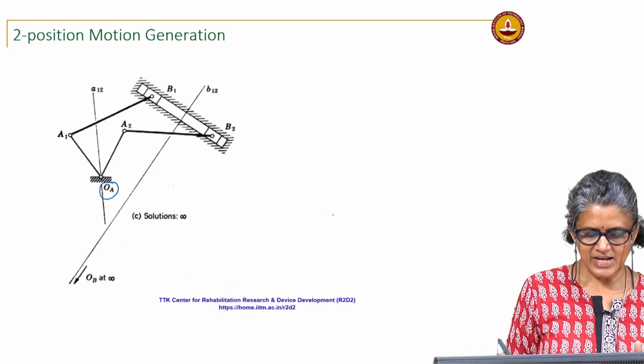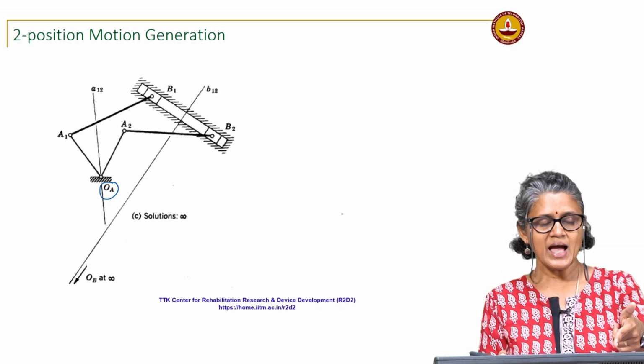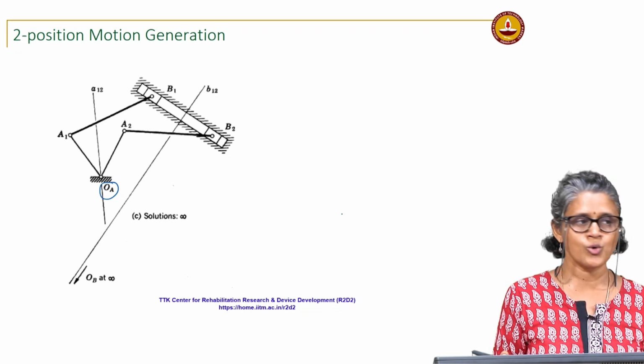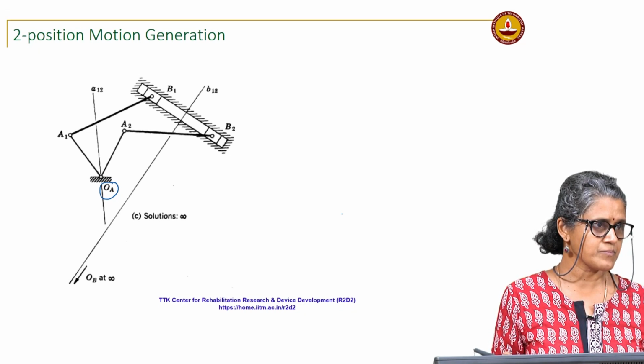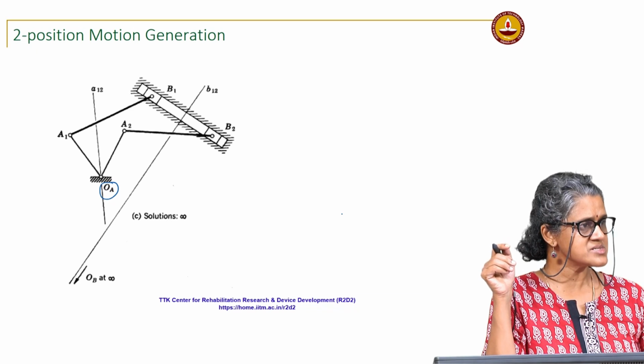So, I get a slider crank. Now what happens? I still have an infinity of solutions based on where I pick OA. However, my slider path now becomes fixed.